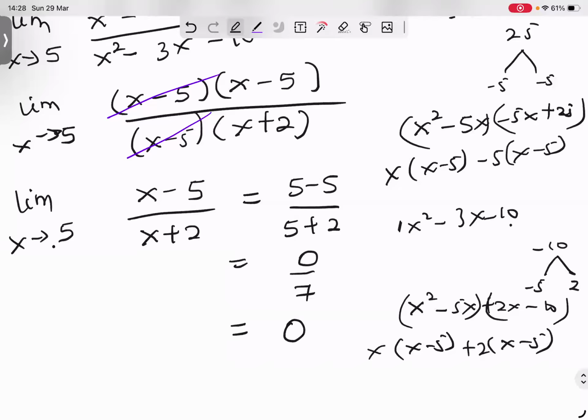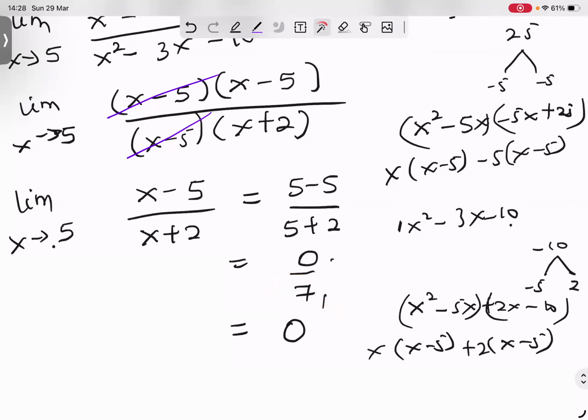0 over 7 means there are 7 of us. We have 0 Ghana cedis that 7 of us are going to share. How much will each of us get? 0, because there's no money for us to share. The amount of money we are going to share is 0 Ghana cedis, and 7 of us are going to split this 0 Ghana cedis. How much will each person get?